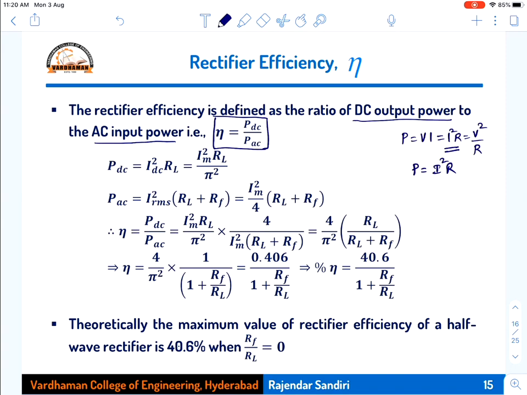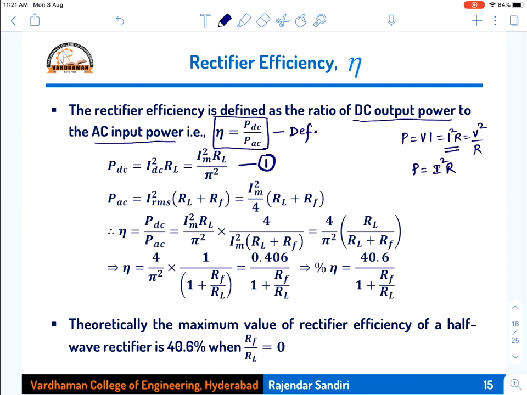So PDC is equal to IDC square into RL. IDC is Im by pi, whole square into RL. Therefore Im square RL by pi square; keep it separately as equation number 1. This is the definition of efficiency. In that definition we have two terms, numerator and denominator. Numerator is PDC, denominator is PAC. I am calculating the numerator first. PDC is equal to IDC square into RL, with IDC as Im by pi, so Im by pi whole square into RL. That is equation number 1.